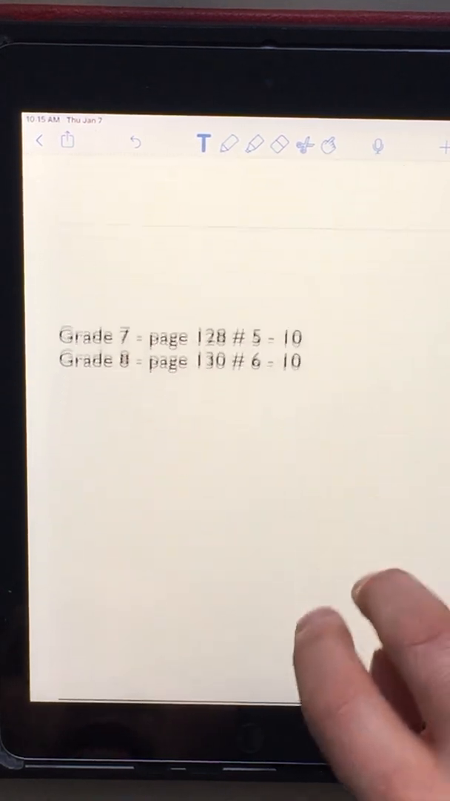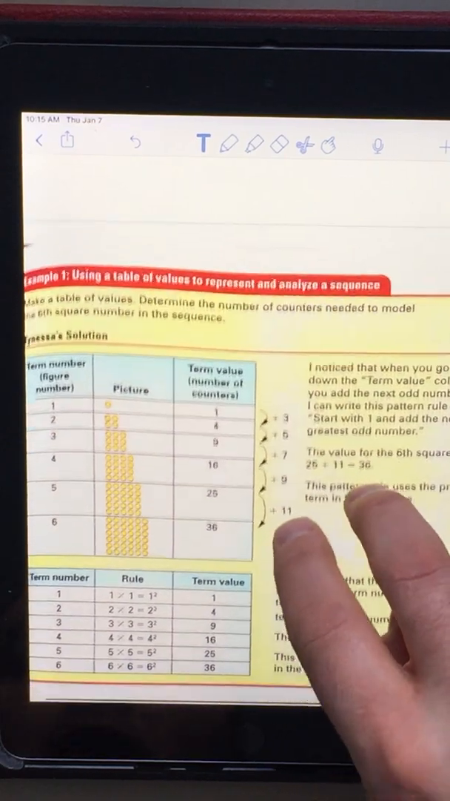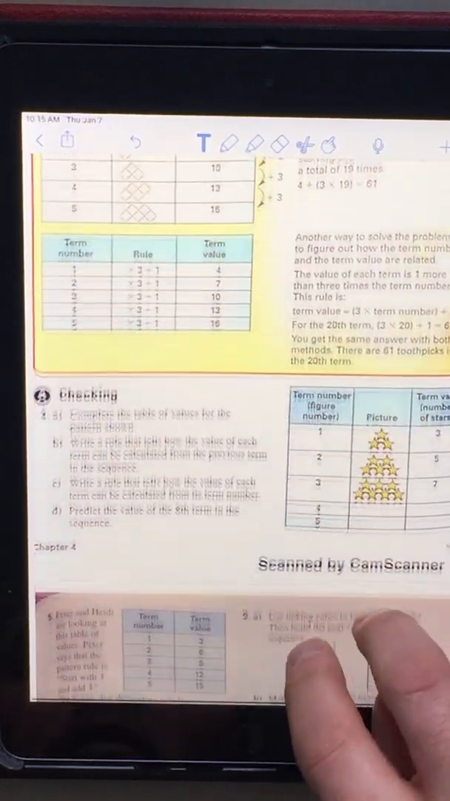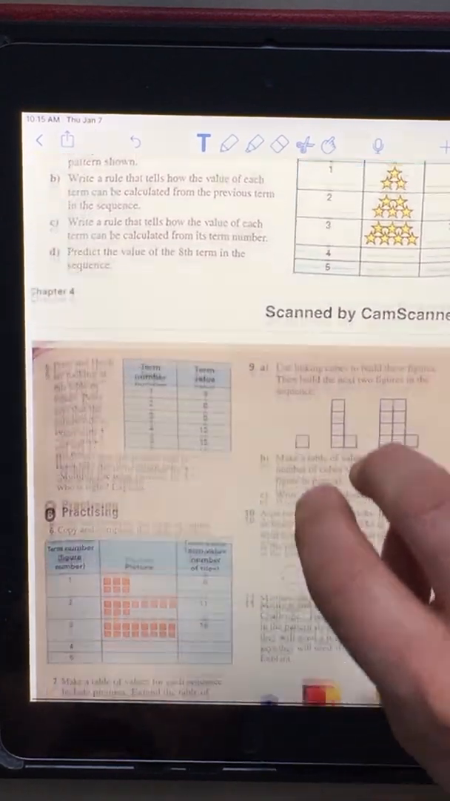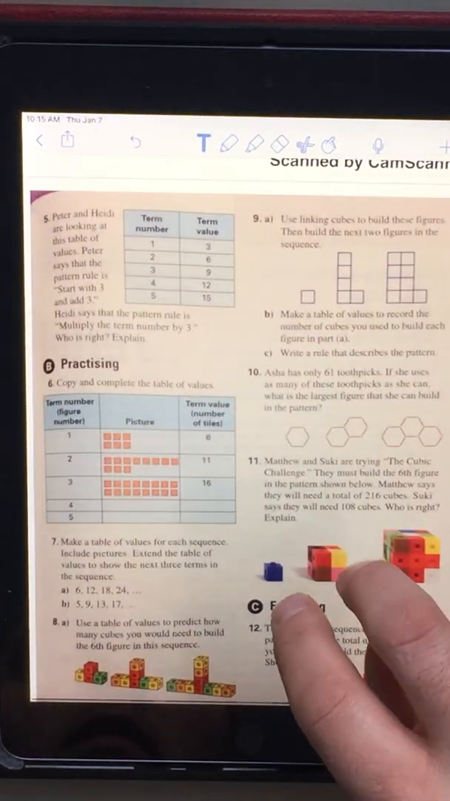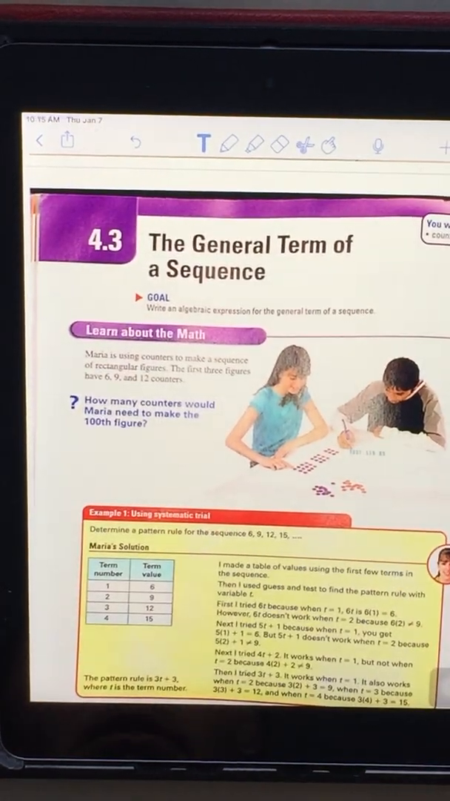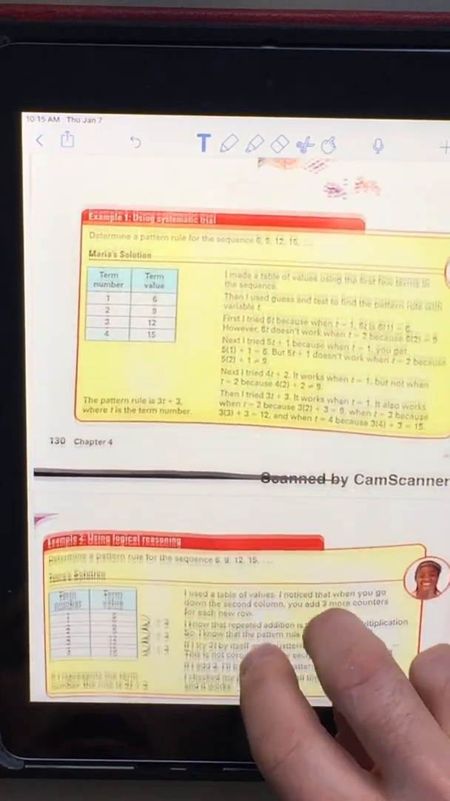So if we look down here in grade 7, remember when you're writing pattern rules, always start your pattern rule with start at. So here's the grade 7 stuff. And then after that, tell us how you would get to the next number in terms of term value. Here's the grade 8 stuff.